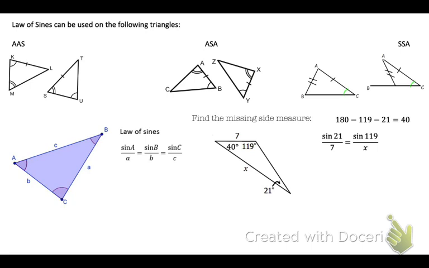So if we do sine of 21 over 7, that equals sine of 119 over x. Cross multiply, we get x times sine of 21 equals 7 times sine of 119. Divide by the sine of 21, and we get 7 sine of 119 over sine of 21, which equals 17.08. And I put this little squiggly equal sign because that means approximately, because I rounded it.